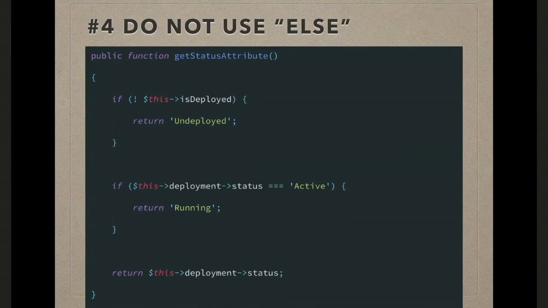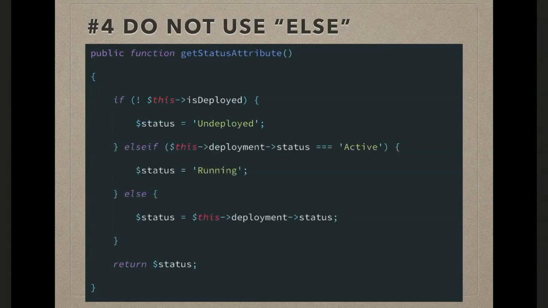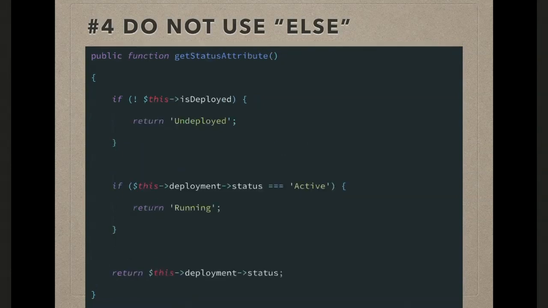This is a lot easier to grok if the next guy behind you is code diving, right? He's trying to figure out why something's wrong. He comes in here and he's like, oh, okay, it's deployed, so it's not that one. The status is active, so that's why it's returning running, right? It's really easy for him to figure that out. He doesn't have to hit the bottom of the method in order to figure out what's going on. And in my opinion, this is a lot easier than this. It's just a lot less going on. It gives you room to space things out.